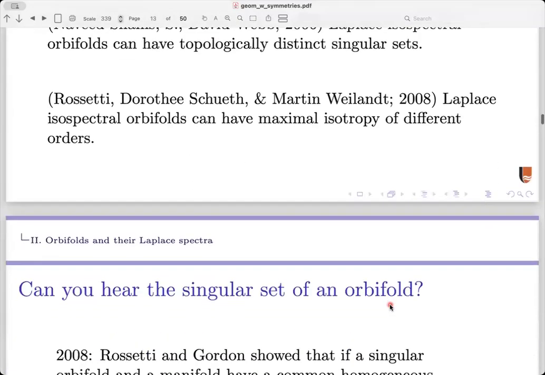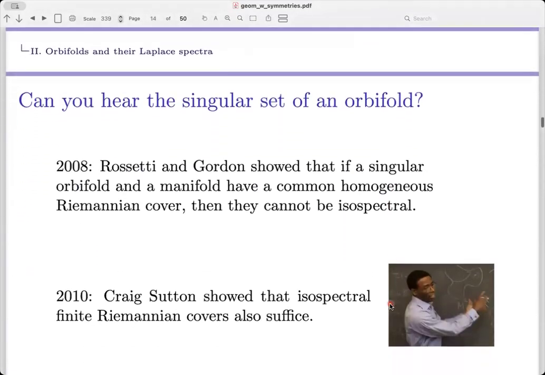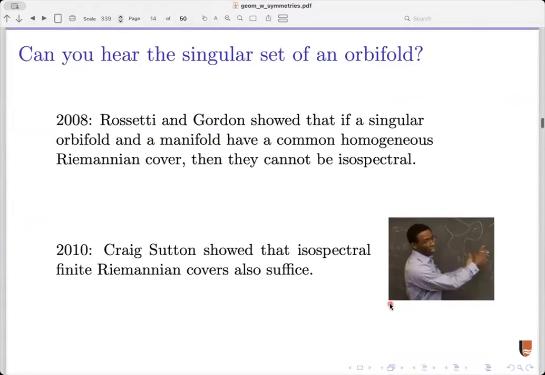Okay, so I'll now shift over to the focus of this talk, which is the question, can you hear the singular set of an orbifold? Does the Laplace spectrum detect the singular set? So two results in this direction. And I will say that's open, so it's not known if the Laplace spectrum of an orbifold will detect the singular set of the orbifold, but we have progress.